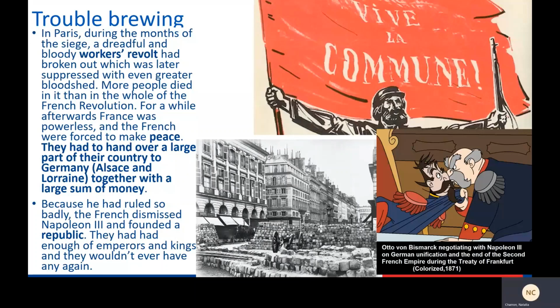For a while afterwards, France was powerless, and the French were forced to make peace with Prussia, Germany. They had to hand over a large part of their country to Germany, a part called Alsace and Lorraine, which will become an issue during World War I, together with a large sum of money. Because he had ruled so badly, the French dismissed Napoleon III and founded a republic. They had had enough of emperors or kings, and they wouldn't ever have one again.